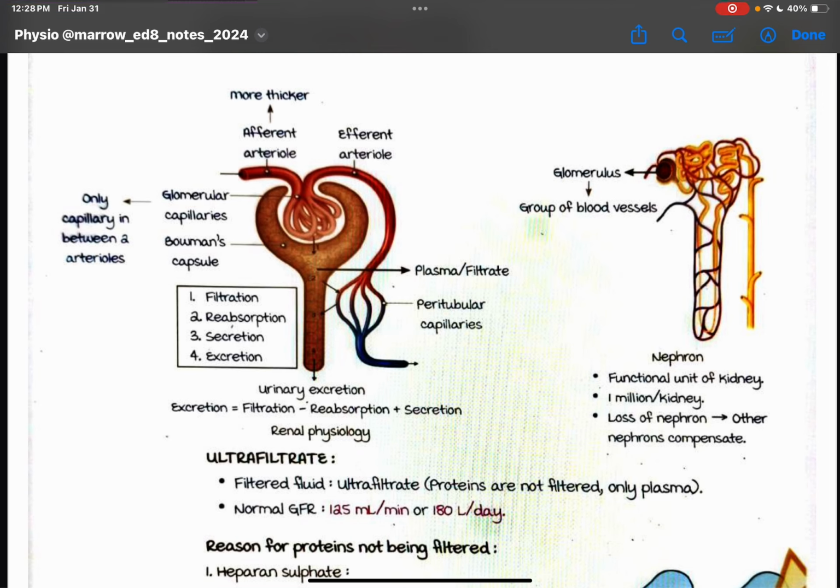Urinary excretion equals filtration minus resorption plus secretion. In the Bowman's capsule, you have the afferent arteriole, which is thicker, and the efferent arteriole, which is slimmer, and the only capillaries in between the two arterioles are the glomerular capillaries. Number 1, filtration, followed by reabsorption, followed by secretion, followed by excretion. Plasma filtrate is collected, and then you have the peritubular capillaries shown.